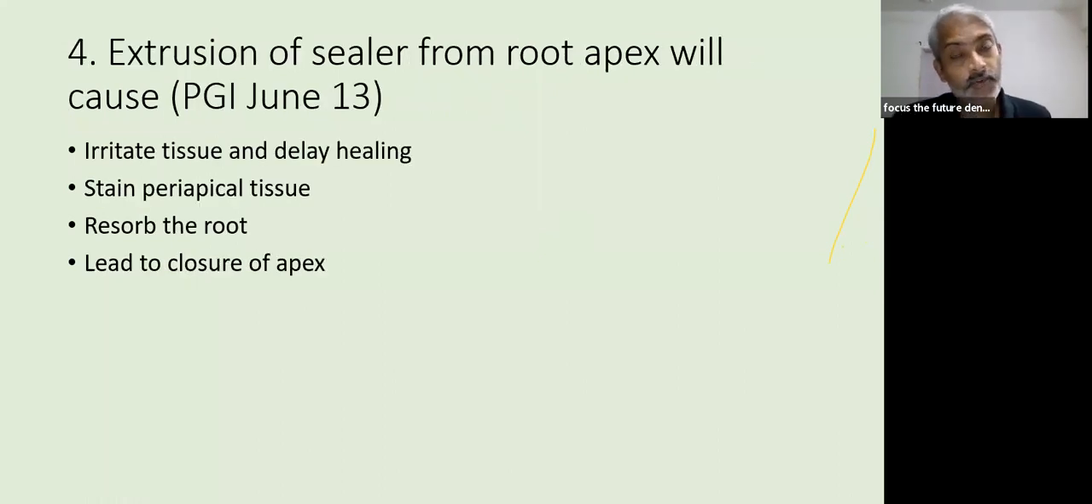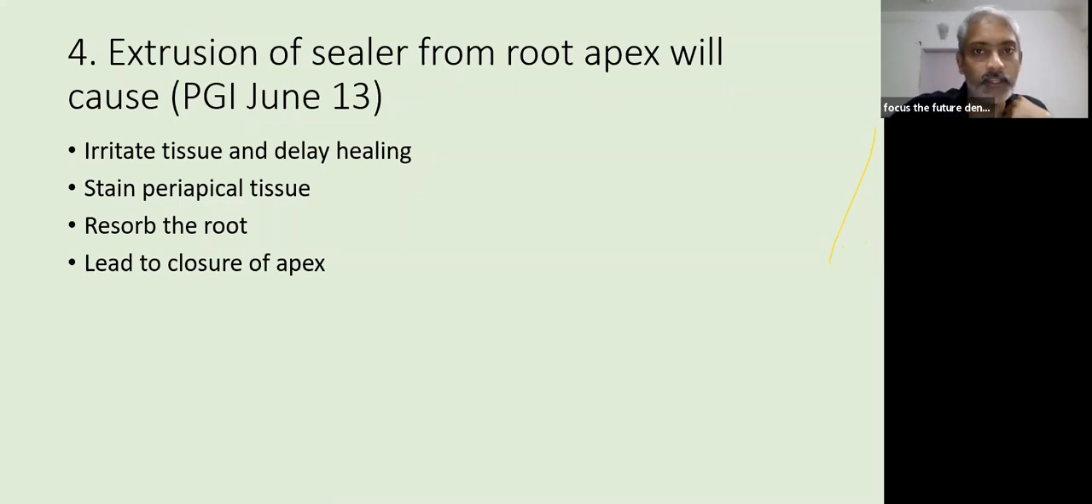Now, extrusion of sealer from root apex will cause. This was asked in PGI June 13. Again, just like your first question, read properly: irritate tissue and delay healing, stain periapical tissue, resorb the root, lead to closure of the apex. So when you have such questions in which you may feel that more than one answer is correct, make sure that you answer the one which is more apt. So in this particular case, the one which is more apt is, let me see the chat box. Yeah, the answer is A.